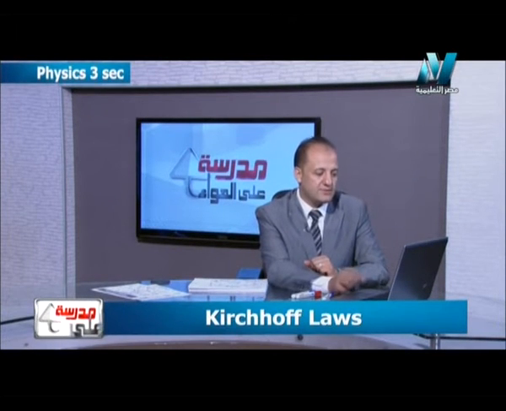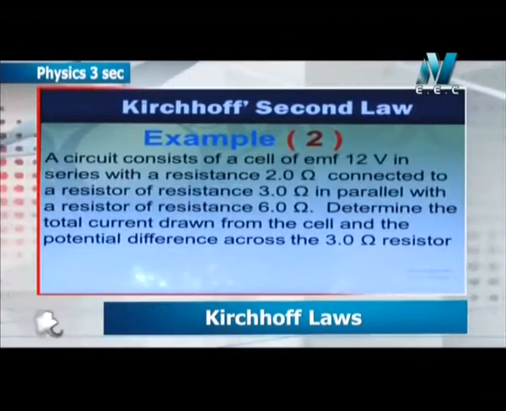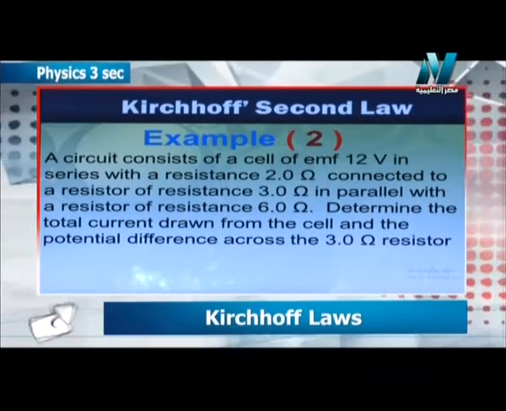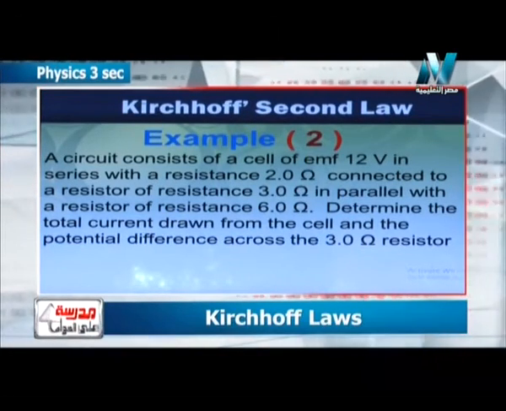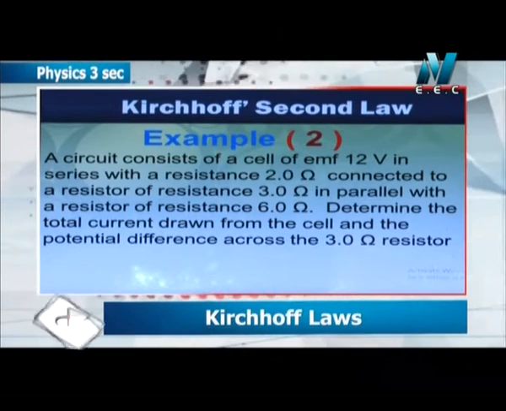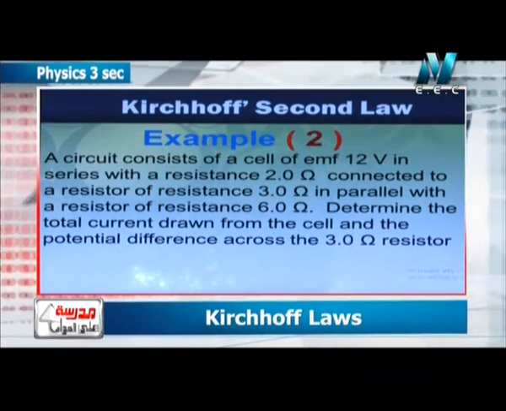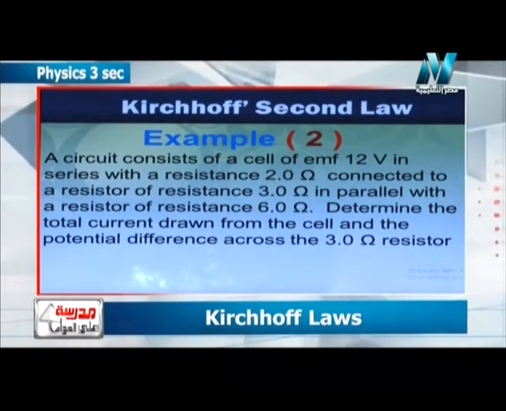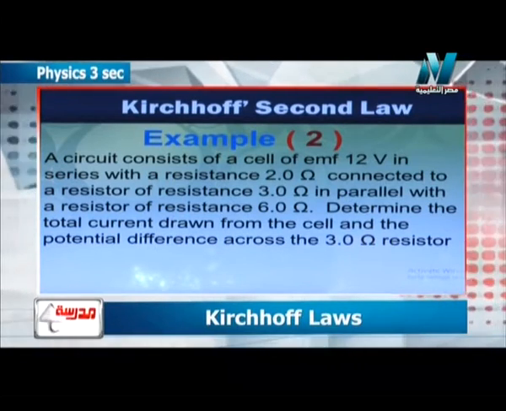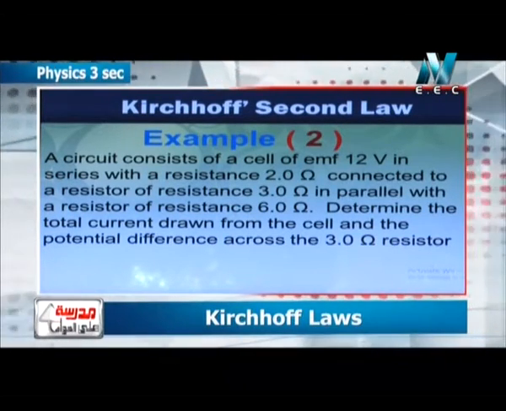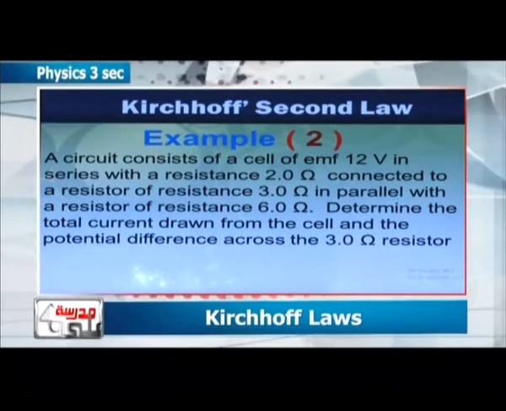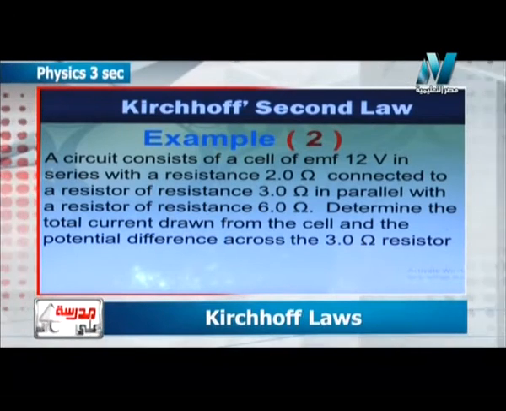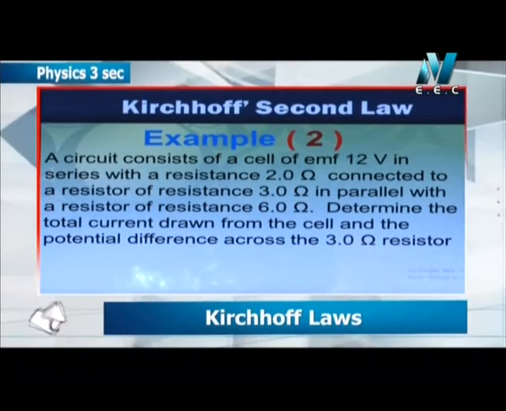Kirchhoff second law. Second problem. A circuit consists of a cell of electromotive force 12 volt in series with a resistance 2 ohms connected to a resistor of 3 ohms in parallel with a resistor of resistance 6 ohm. Determine the total current drawn from the cell, here means battery, and the potential difference across the 3 ohm resistors. Okay?